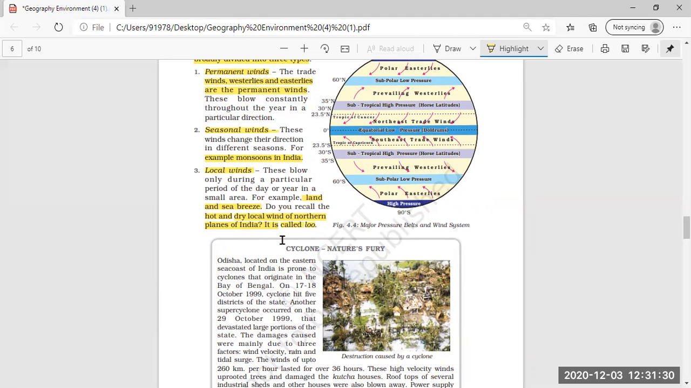As you have heard this word Lu during the summer season, your parents and grandparents don't allow you to move out of the houses because Lu is blowing. That means a hot wind is blowing. So this is a type of local wind. The Lu is a local wind that blows in the northern plains of India.